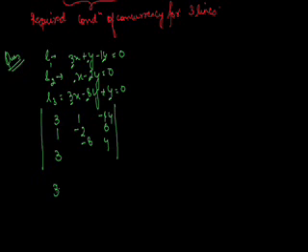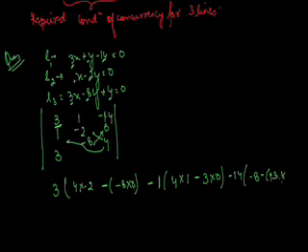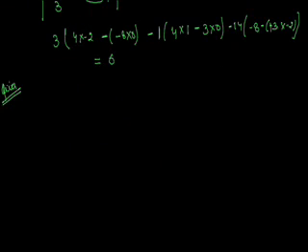How will I solve it? Using the determinant method, I write 3 times, then cross multiplication of 4 into minus 2, minus of minus 8 into 0, then minus 1 times, and so on, solving this. By solving this, I get the result as 0, so I can say that these three lines are concurrent.